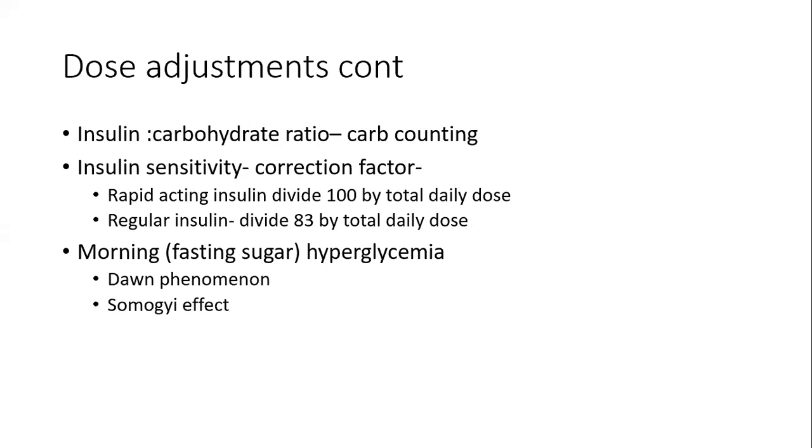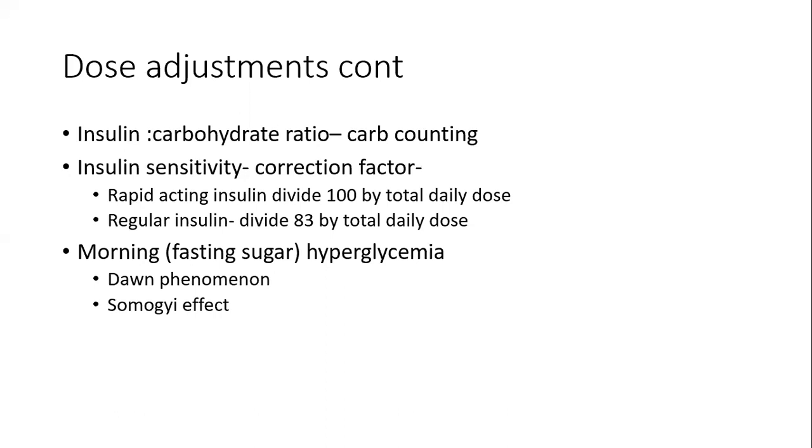Now, the number you get there is the amount of blood sugar drop that 1 unit of insulin would cause. So if you give 1 unit of rapid-acting insulin to the patient I've just told you about, then you expect the blood sugar to fall by 10. Now, if you're using regular insulin, then you use it to 10. Because rapid-acting insulin drops the blood sugar more than regular insulin unit by unit.